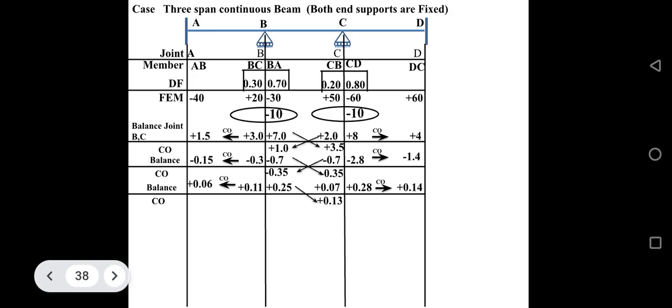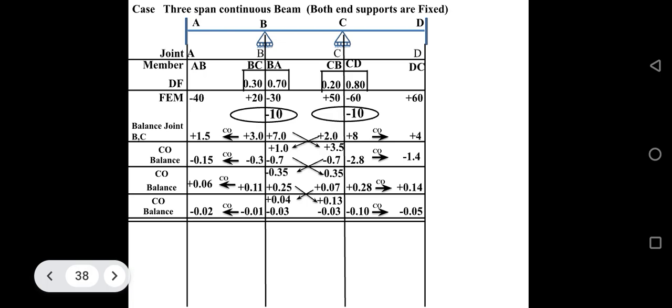Again for the third cycle, carry over half the moment with the same sign. Again multiply with the distribution factor 0.3 and 0.7 with the opposite sign. You can distribute it. Do the end carryover. But now 3 cycles are complete. Don't do the intermediate carryover, otherwise the joint will become unbalanced. Now you can directly go for the final end moments. Final end moments you can write left and right here, and you can just add the moments and check your answer.